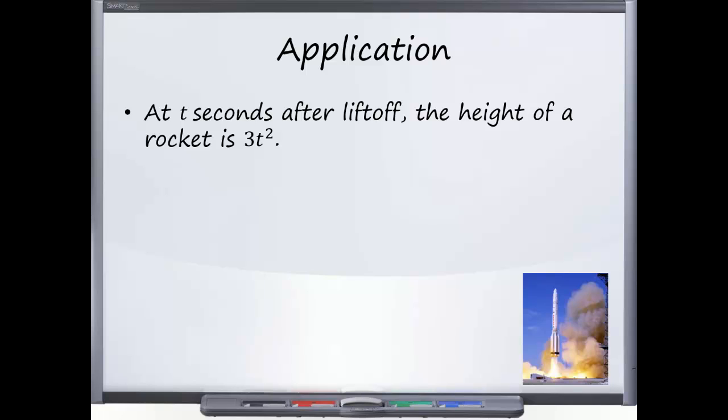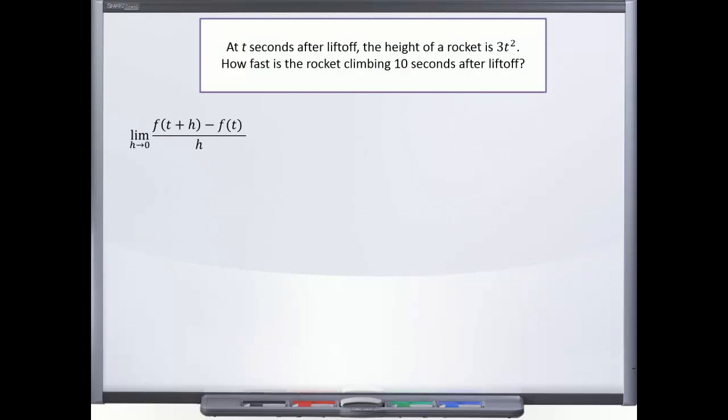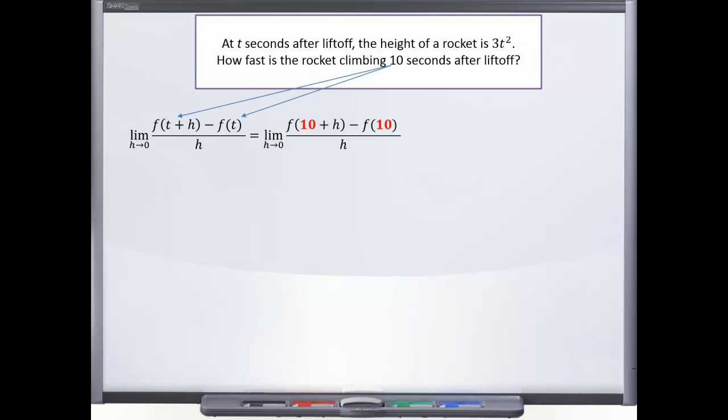An application of this. 8 seconds after liftoff, the height of a rocket is 3t squared. How fast is the rocket climbing 10 seconds after liftoff? How fast is the rocket climbing at exactly 10 seconds? I don't want to know from 0 to 10 an average. I want to know it exactly 10 seconds. Well, we know how to find exactly. That's my derivative. So I start with my derivative.